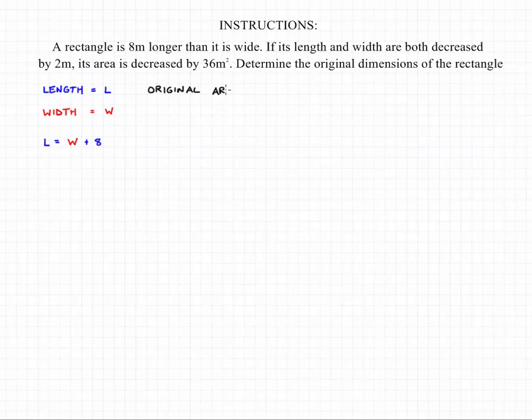We also know that the original area minus 36 square meters is going to give us the reduced area. So we can take this information and our knowledge of how to find areas of rectangles to rewrite this equation using length and width. So the original area is the length times the width. We're going to subtract the 36, and the reduced area is the length reduced by 2 multiplied by the width reduced by 2.